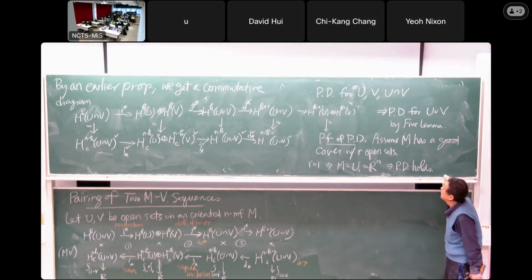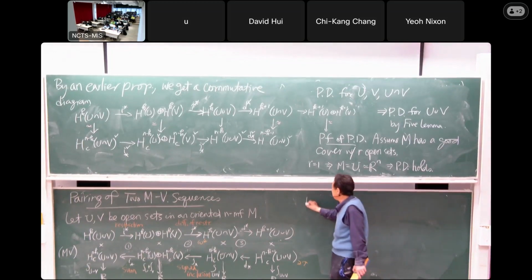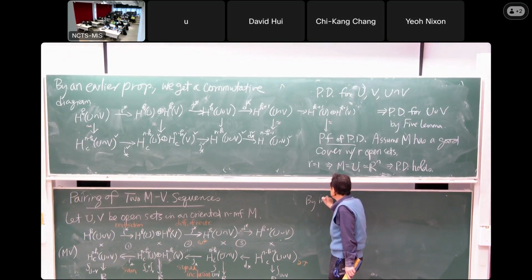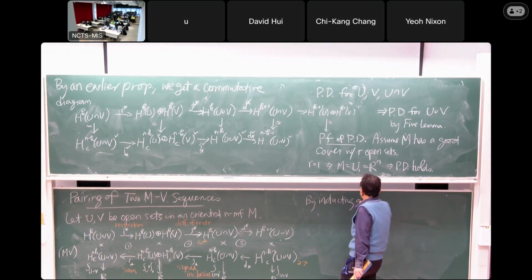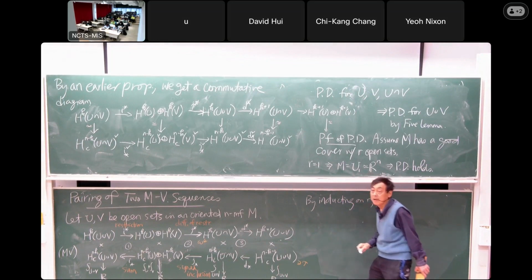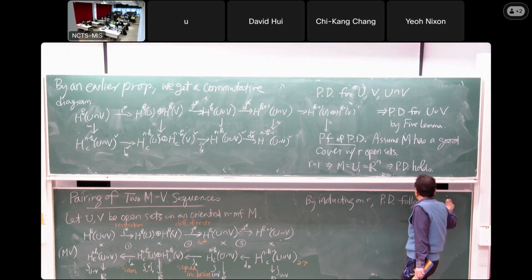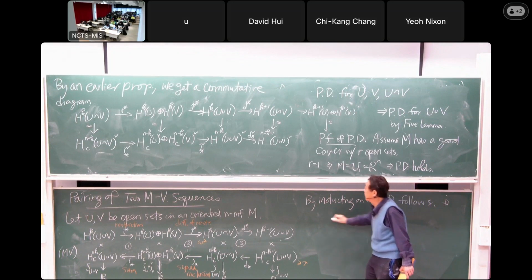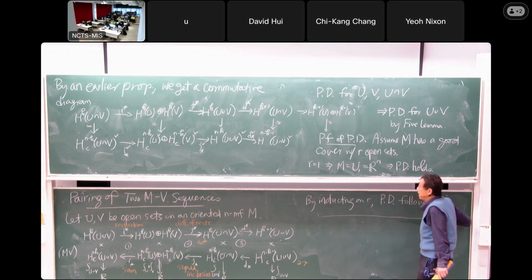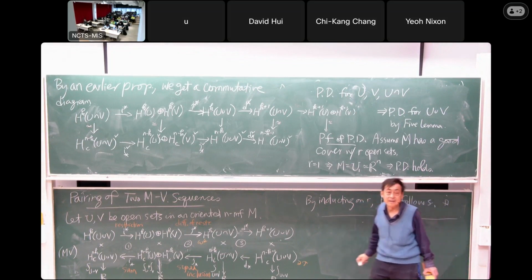So by inducting on R, Poincare duality follows. Okay?